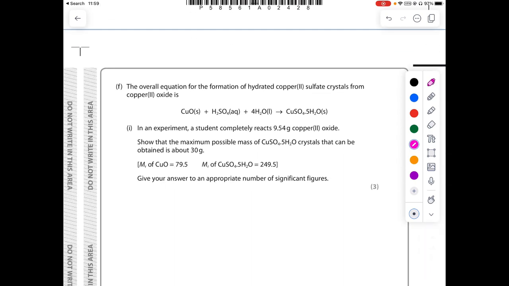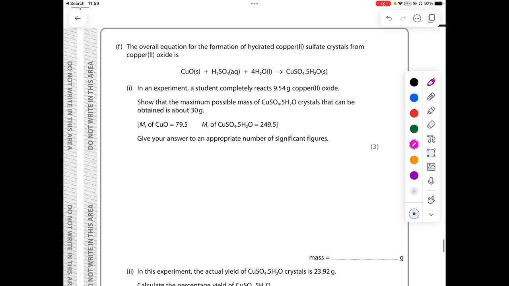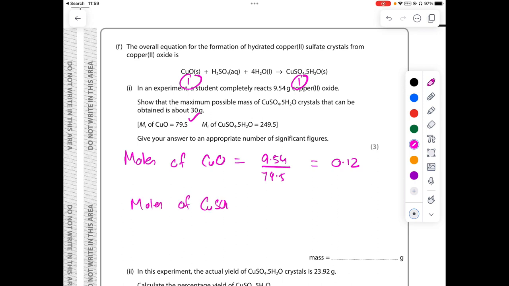Next one, the overall equation of the formation of hydrated copper II sulfate crystals from copper II oxide is given. In an experiment, the student completely reacts 9.54 grams of copper II oxide. Show that the maximum possible mass of hydrated copper sulfate that can be obtained is 30 grams. First of all, I'm taking moles of copper oxide. 9.54 grams divided by 79.5 is 0.12. So 1 mole gives 1 mole, so moles of hydrated copper sulfate, CuSO4.5H2O, formed is also 0.12 because the ratio is 1:1.